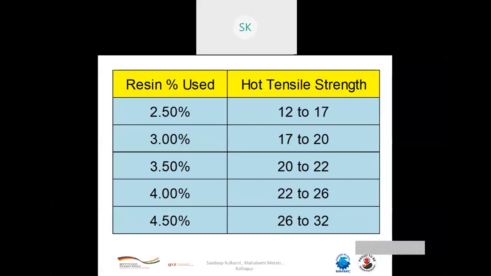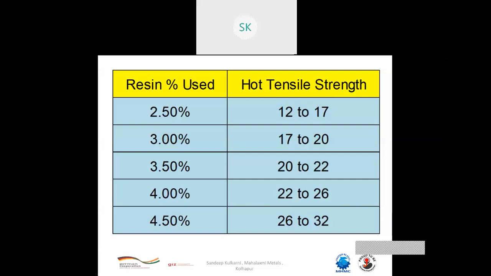This is how the resin matters. 2.5% resin will give strength of 12 to 17. 3% will give around 17 to 20. 3.5% will give around 20 to 22. 4% will give around 22 to 26, and 4.5% will give around 26 to 32. So you have to use resin percentage based on what strength you want and what type of core you want to make. It depends on that particularly.